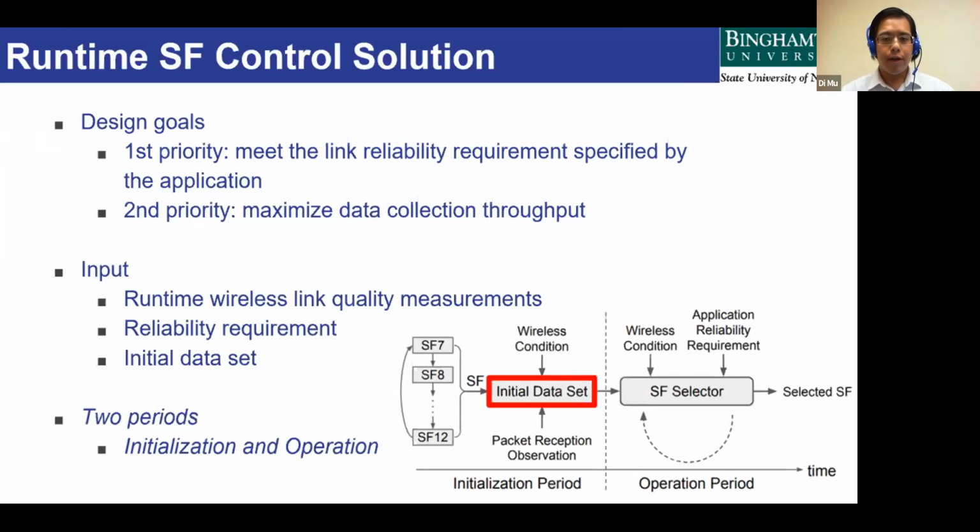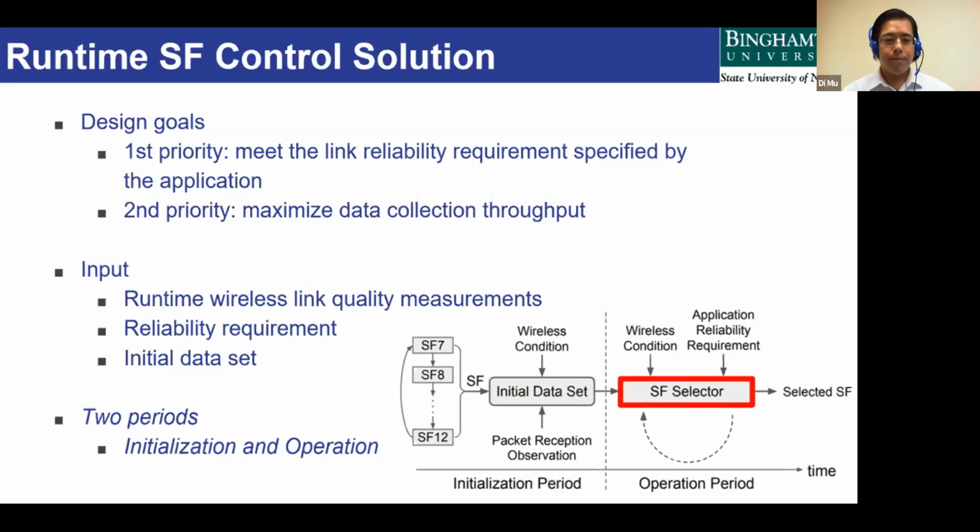Our solution first creates the initial data set by controlling the LoRa devices to transmit packets using all SF configurations in a round robin fashion. The LoRa base station measures the link quality and records the received and missing packets under each SF configuration. After collecting enough data, the system enters the operation period.